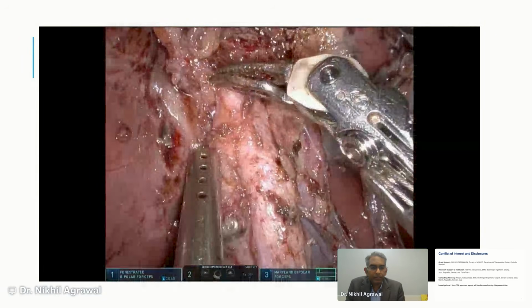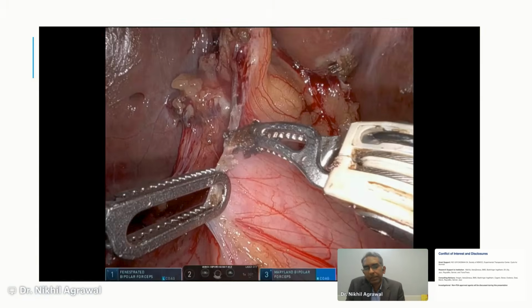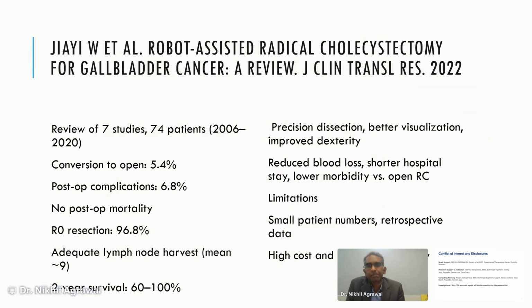Now, if we look at the result of robotic radical cholecystectomy, there is this review from 2022. Before that, I'll just tell you, in our series of around 10 patients we've done so far, we have a median lymph node yield of around 14. Fortunately, no major morbidity, no mortality, and the median post-operative hospital stay is around 3 days.